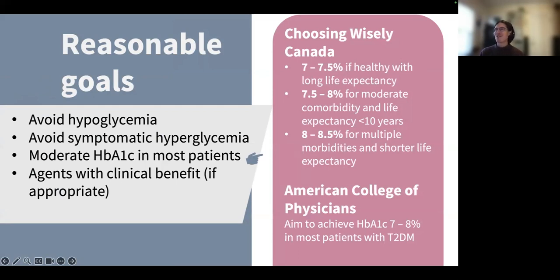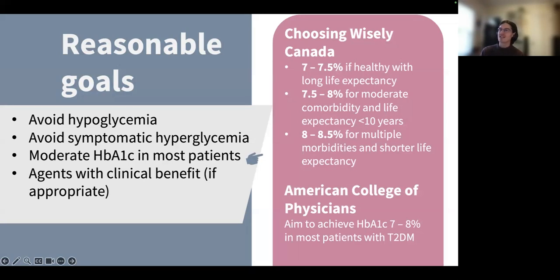Knowing that there's no evidence to dictate one ideal A1C target, again, we can just come back to some general principles. So again, particularly in frail older adults and persons with dementia, our major focus is on avoiding hypoglycemia and avoiding symptomatic hyperglycemia. That is paramount. And that will leave us being pretty happy with an A1C in the moderate range. Remember, we're not saying ignore A1C completely, just don't get too hung up on it.